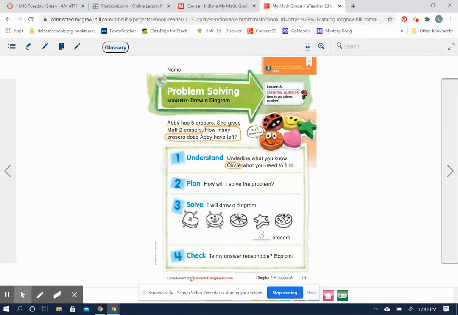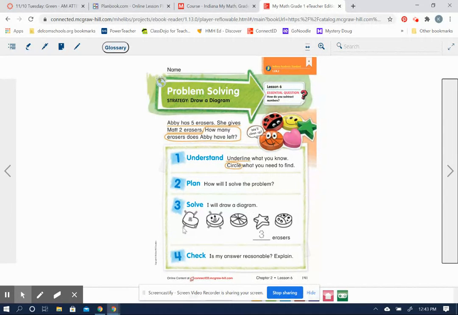So underline what you know. We know Abby has 5 erasers. We also know that she gives Matt 2 of them. What we want to know is how many erasers does Abby have left? So then you think of a plan. How am I going to solve this problem? You're going to draw a picture. Are you going to count backwards? Those kinds of things.